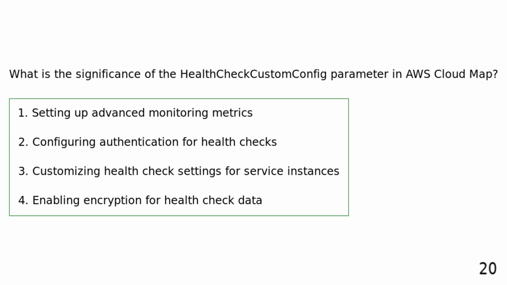What is the significance of the health check custom config parameter in AWS Cloud Map? Setting up advanced monitoring metrics. Configuring authentication for health checks. Customizing health check settings for service instances. Enabling encryption for health check data.